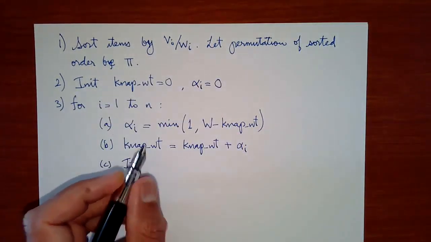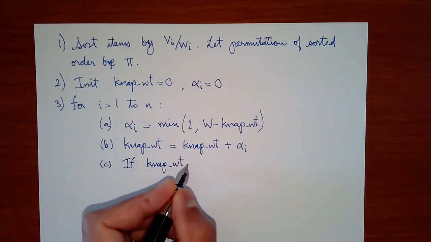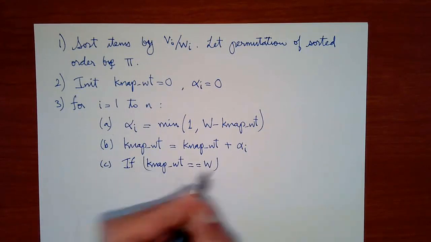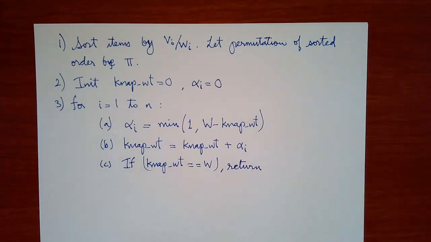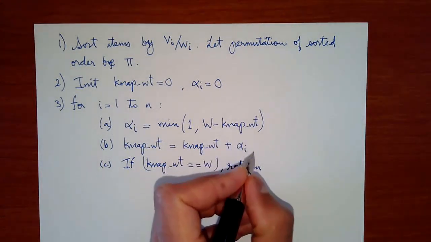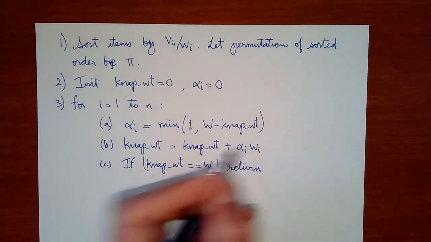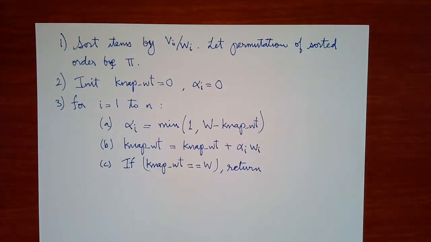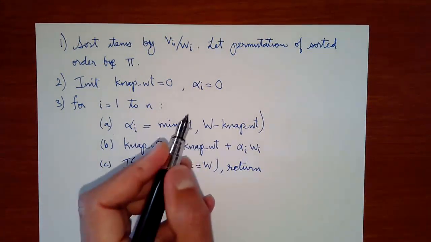And then if the knapsack weight is equal to W, then just return. Okay, so this is the algorithm. Wait a second. The weight should be alpha i times wi? Alpha i times wi, I'm sorry. Wait, shouldn't we be minimizing? We should be, yeah, okay, so let me see if I get this right. So I have to divide.